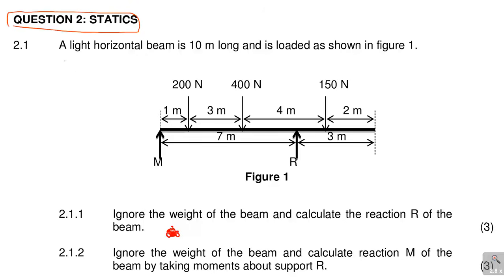So look at 2.1. It says a light horizontal beam is 10 meters long, and is loaded as shown in figure 1. So let's look at this beam and study it. We have supports M and R, and the first support is 1 meter from the end. The 400 newton load is 1 plus 3, which is 4 meters. That's where they want to confuse you, by saying from R.